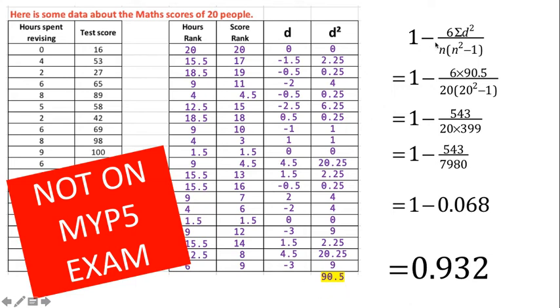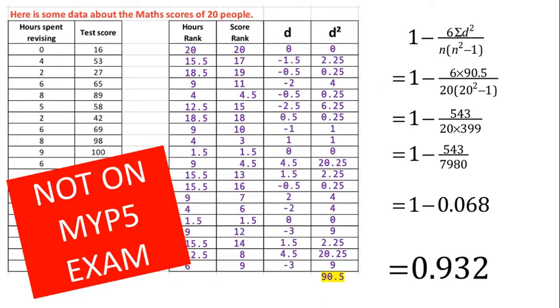Then I've bunged everything into this formula. So the sigma d squared means the sum of all the d squareds, which is the 90.5. So the correlation coefficient is 1 minus 6 times the sum of the squares, 6 times 90.5, divided by n brackets n squared minus 1. N is the number of people in the whole thing, so that's 20 times 20 squared minus 1. And that whole thing comes to 0.932.